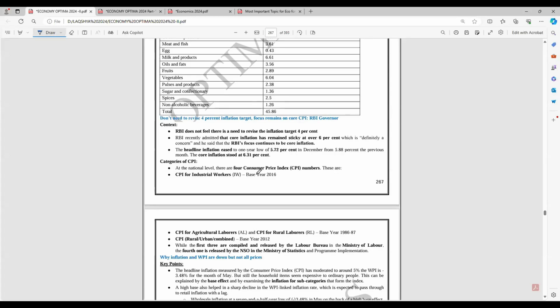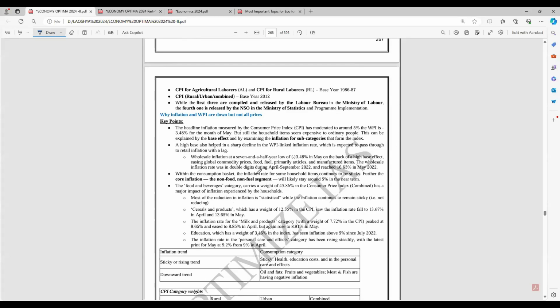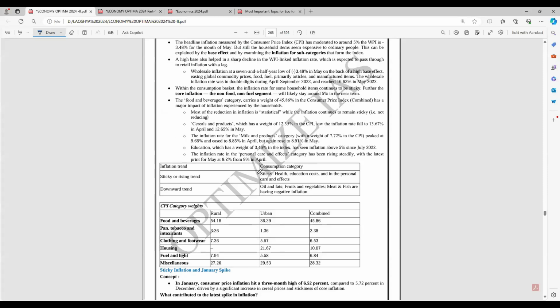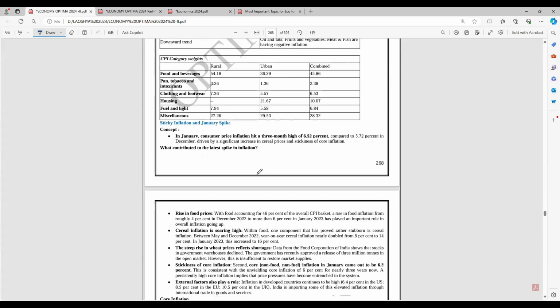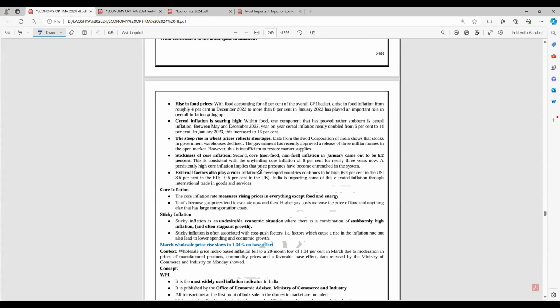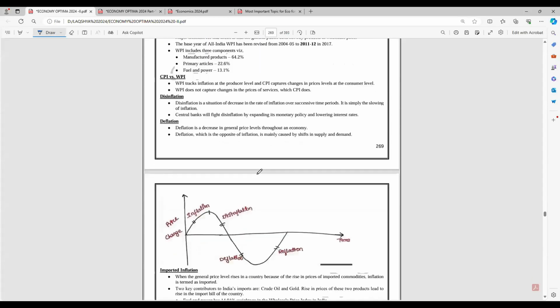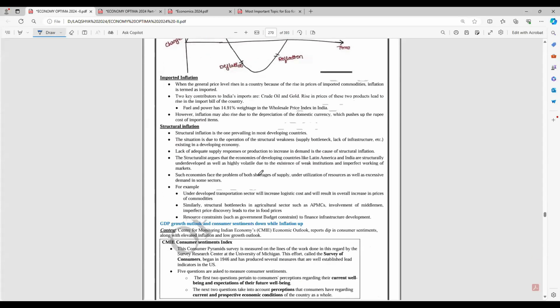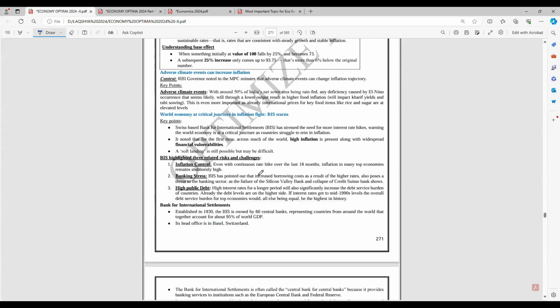I have already told you why we have food inflation. See, food inflation cannot be tackled by just RBI monetary policy, because food inflation is not because of demand. It is because of infrastructural problems, supply side problems. Supply side problems cannot be solved by the RBI policy. Remember this. Core inflation, sticky inflation, CPI, WPI, disinflation, deflation, all this we have discussed.